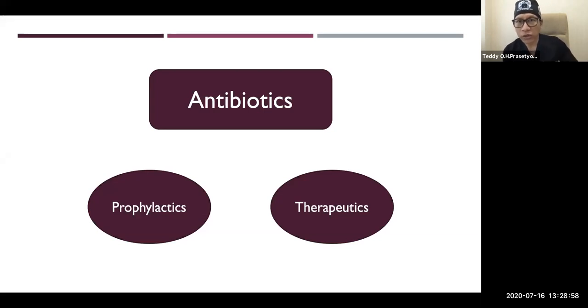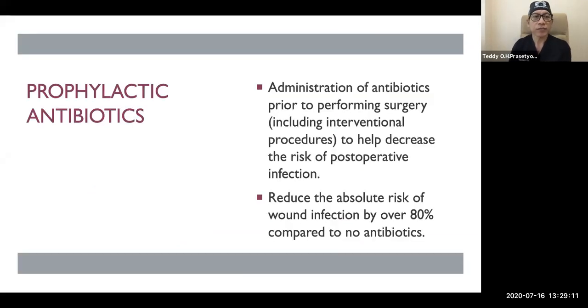So there are only two corridors of prescribing and giving antibiotics to your patients: prophylactic or therapeutic. Prophylactic antibiotics are defined as administration of antibiotics prior to performing procedures or surgery, to help decrease the risk of post-operative infections. You are not putting a zero risk of infection by providing the patients prophylactic antibiotics, but this is to decrease the risk of post-operative or post-procedural infections. And this also reduces the absolute risk of wound infections by over 80% compared to if you do not give your patients antibiotics. So with that high percentage, prophylactic antibiotics become important to be given to patients.